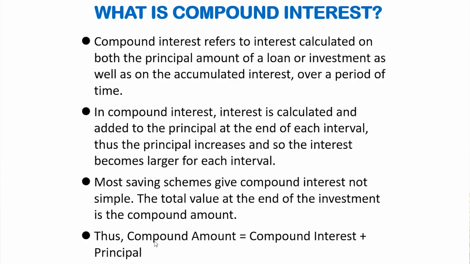So let's say you are done investing for 4 years. The amount you're taking back is an accumulation: the interest of 4 years plus the principal amount. When we solve an example, you will understand. So take note of this formula, because we will always refer to it when we begin to solve. Compound amount is equal to compound interest plus principal amount.